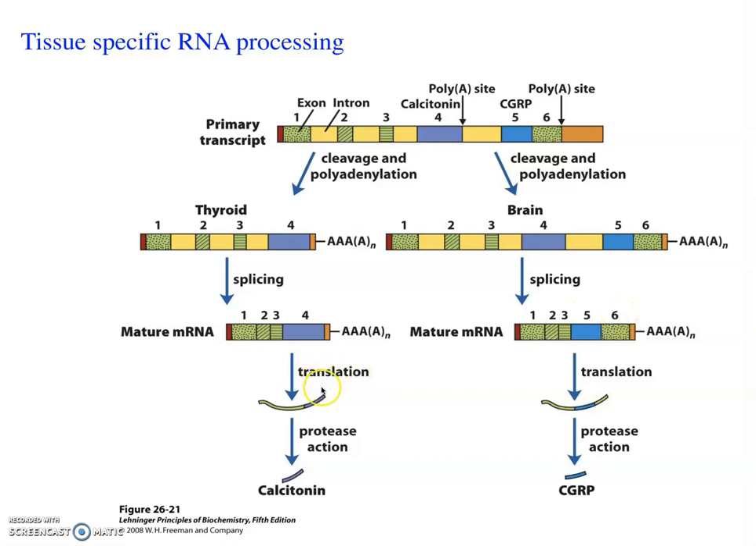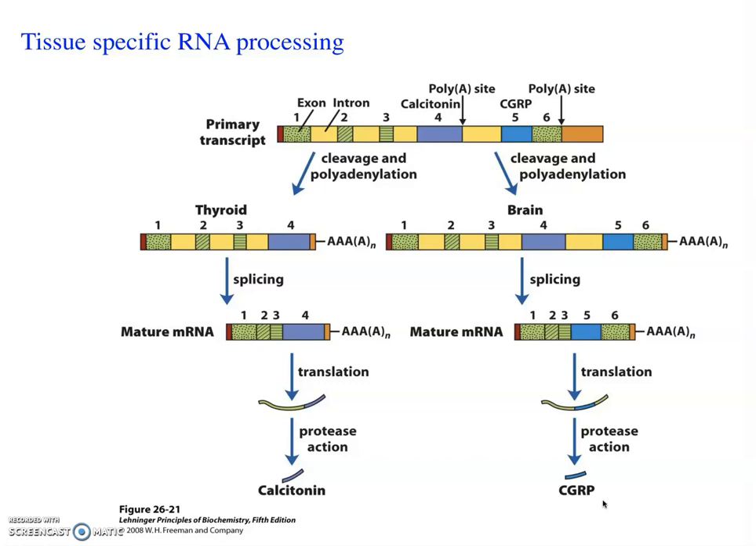When we now translate the products, we get two different products. And when the products are processed, we see that in the thyroid, we get calcitonin, which is basically exon 4. And in the brain, we have a completely different product, which is exon 5. That product is known as calcitonin gene-related peptide. So the only relationship between these two products is that they come from the same segment of DNA or the same gene, but they're completely unrelated in terms of sequence and most likely in terms of function.